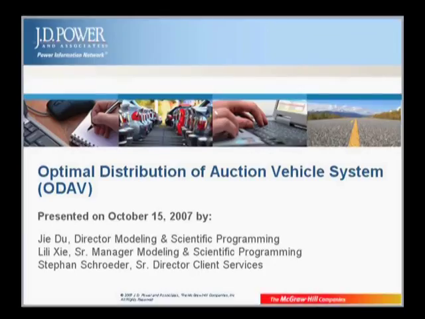It's my real pleasure to welcome the first set of finalists to present. This paper by Jidu, Lily Z, and Stefan Schroeder is called Optimal Auction Vehicle Distribution System, Applying Price Forecasting, Elasticity Estimation, and Genetic Algorithms to the Used Car Distribution System.